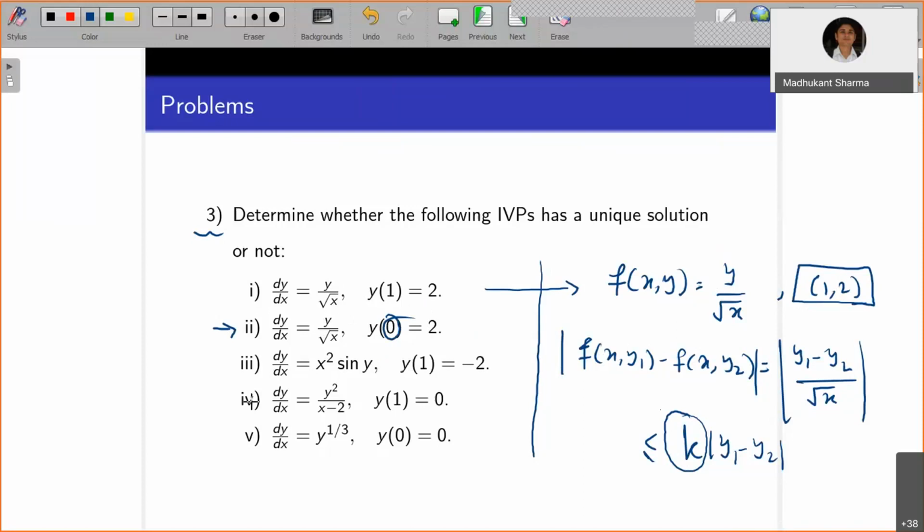Similarly, the third problem, the fourth problem, and all these are other cases of variable separable. The fifth problem we have already done. This has more than one solution and does not satisfy Picard's condition.